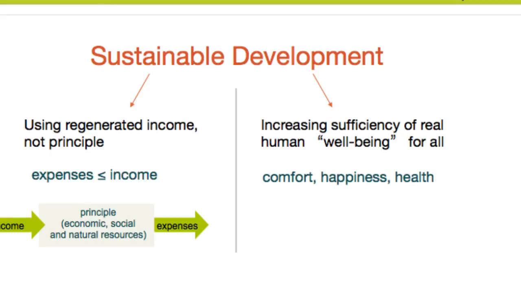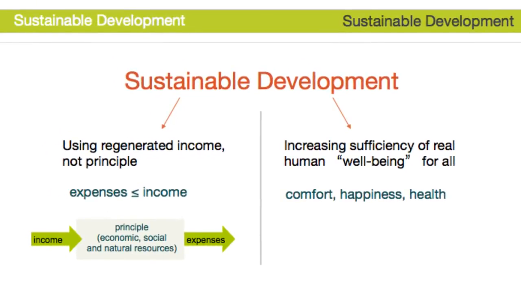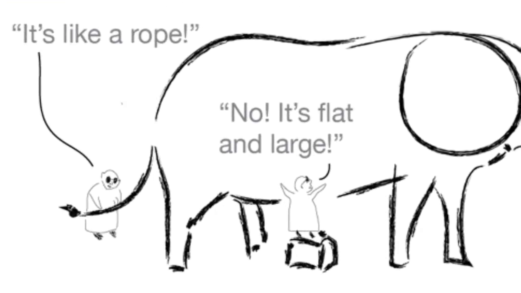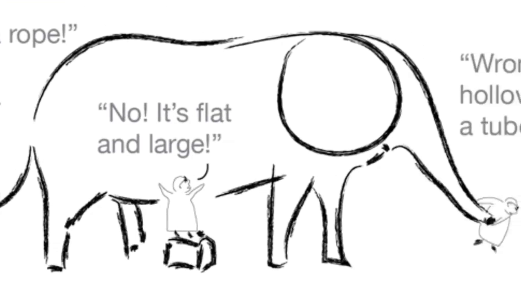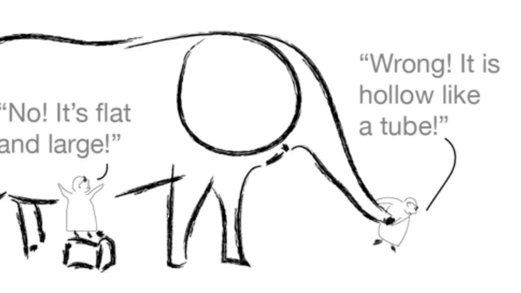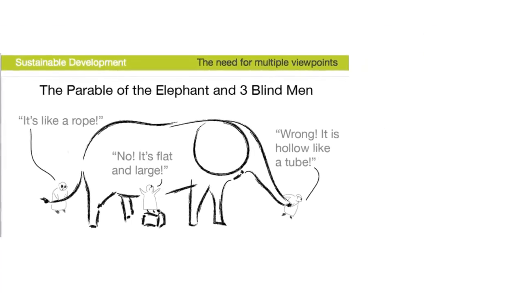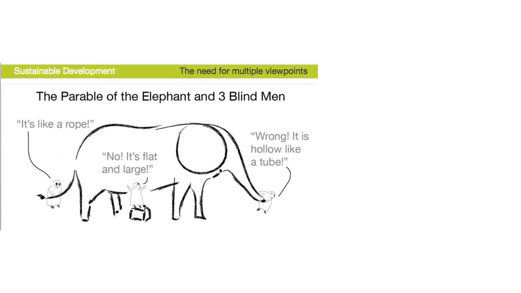As you can imagine, this term well-being, which refers to comfort, happiness, and health, can mean different things to different people. This is one of the inherent challenges with sustainable development. Sustainable development brings to mind the parable of the elephant and the three blind men. As shown here, each man has a very limited ability to detect and discern the whole situation, yet to each man, what they sense occurs to them as a very convincing and total reality. For sustainable development, multiple perspectives are required.